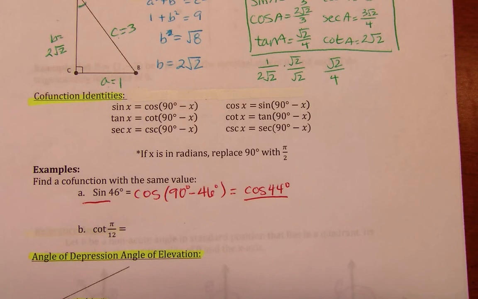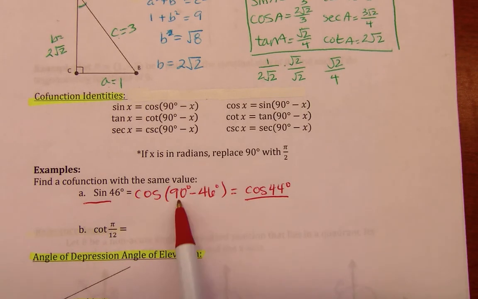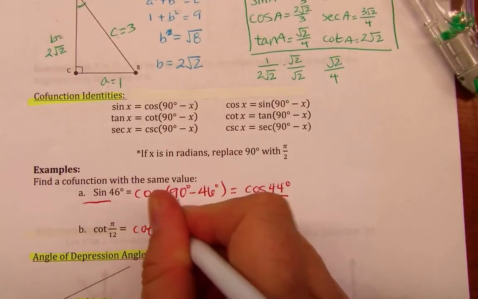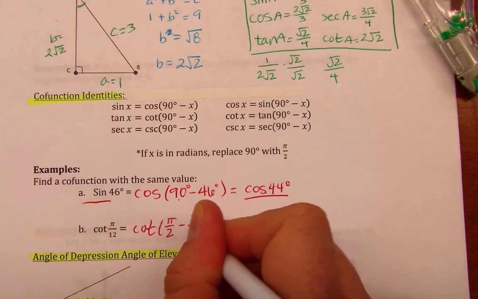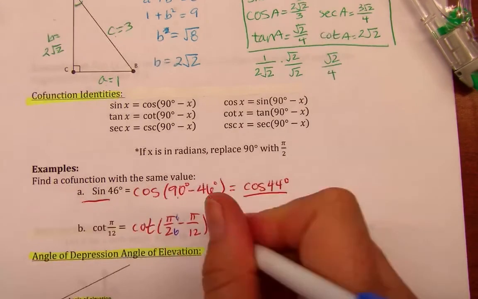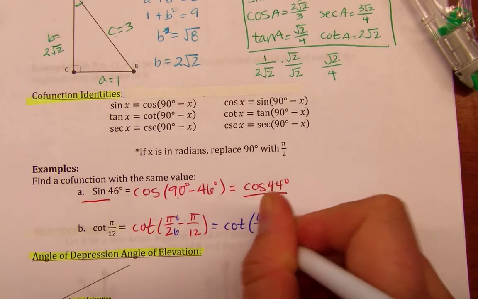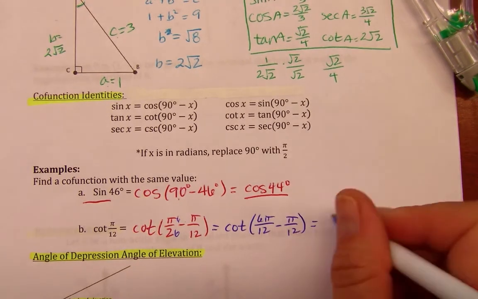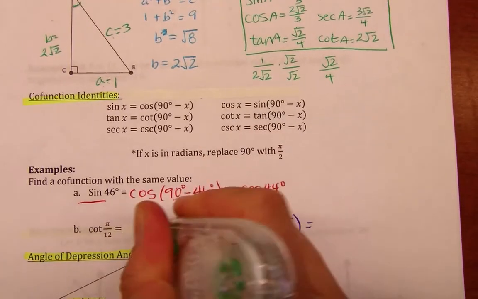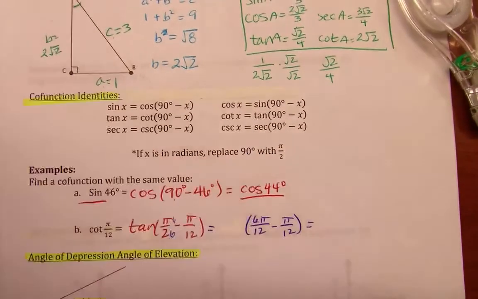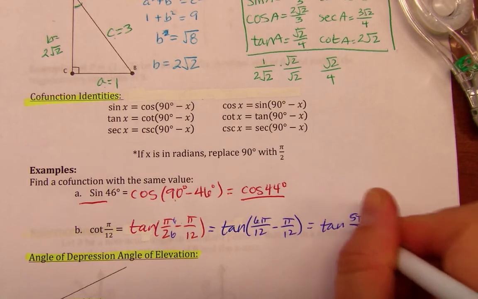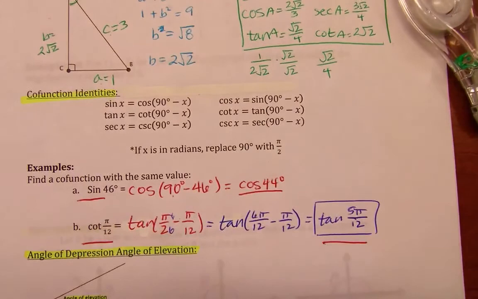Okay. The next one, we have cotangent of pi over 12. Well, instead of 90 degrees, that's going to be pi over 2 minus, in this case, pi over 12. And what we can do is multiply by 6 over 6 and rewrite this so that we have cotangent of 6 pi over 12 minus pi over 12, and that gives us, oh, you know what? It's not cotangent. Cotangent's cofunction would be tangent. My bad. Okay, so we fix that to tangent, and then that'll be tangent of 5 pi over 12. So again, this is equal to this.